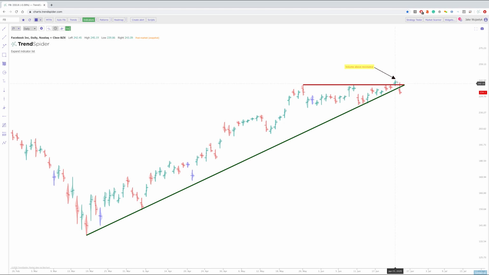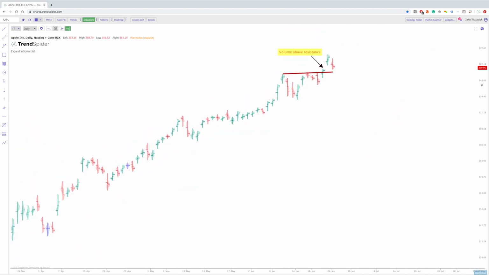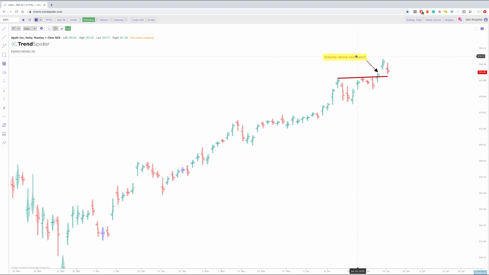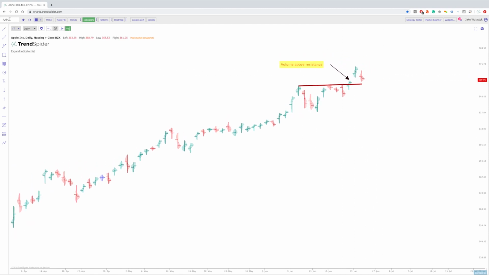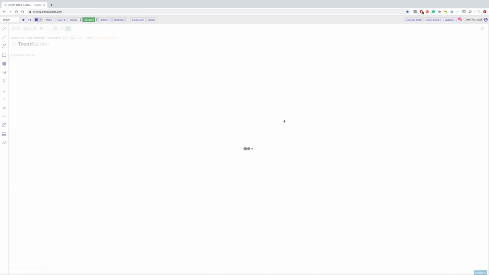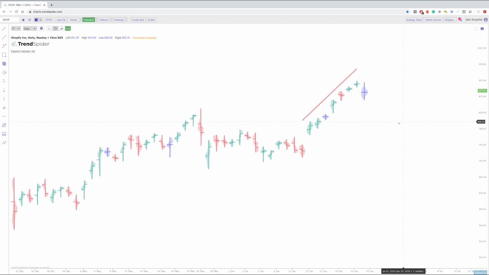If we do go to Apple, you'll see that we did have a nice breakout a couple days ago. You had volume above this resistance zone, and you had your continuation up. So this is an example of it working very well, and there's been a lot of good case studies recently of that working. If we go to Shop, I think Shop had a really good example of this too. I'm going to have to redraw the chart here, and this is actually a good case study on divergence, which I'll go into in a second.